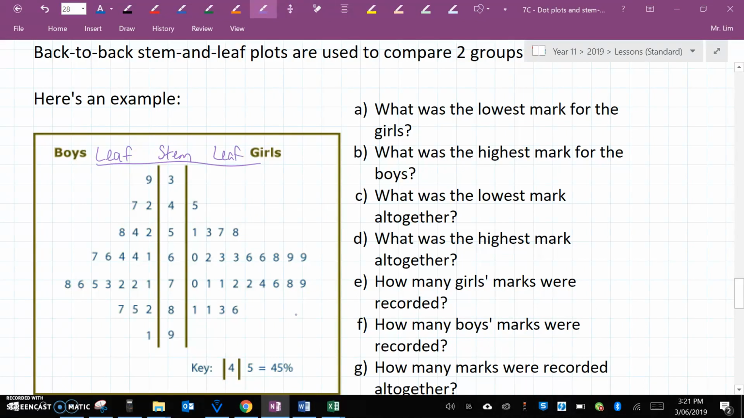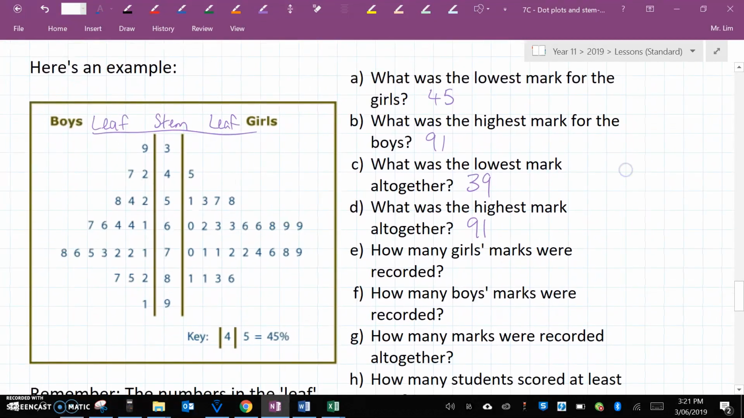What was the lowest mark for the girls? 45. What was the highest mark for the boys? 91. Okay, not 19, 91. What was the lowest mark altogether? Altogether, the lowest mark is 39. What was the highest mark altogether? 91.